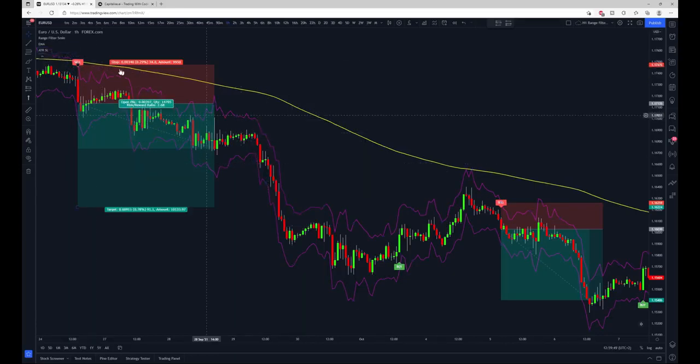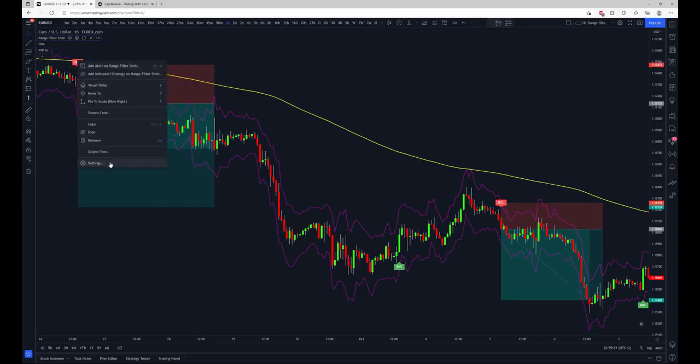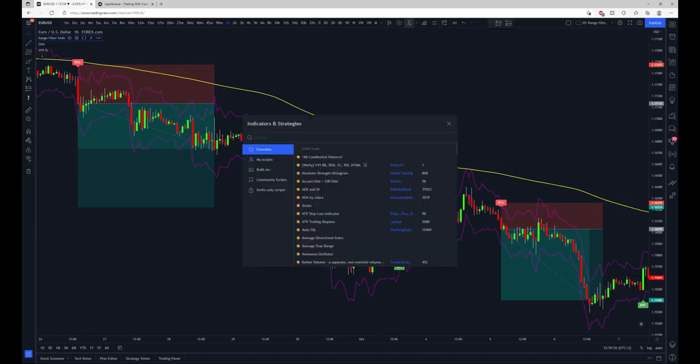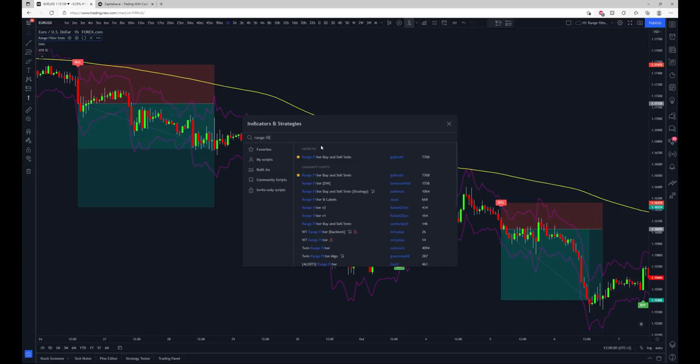Then we have the main indicator, and it's actually called the range filter. And I'll show you the indicator here. If we type in range filter, it's called range filter buy and sell 5 minute, by Gary Croft. It has a lot of people who have liked it, 7,700, and this is the indicator. It looks a lot different when you pop it on the chart.